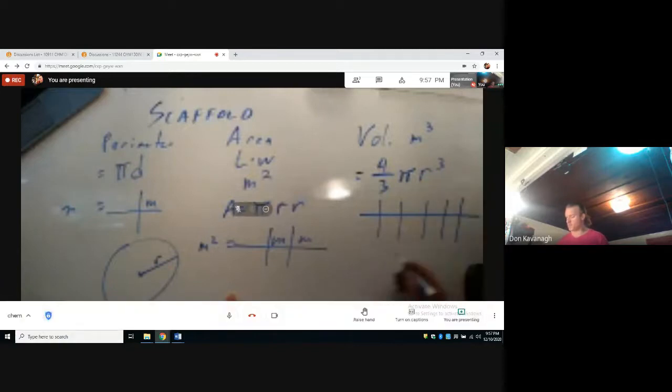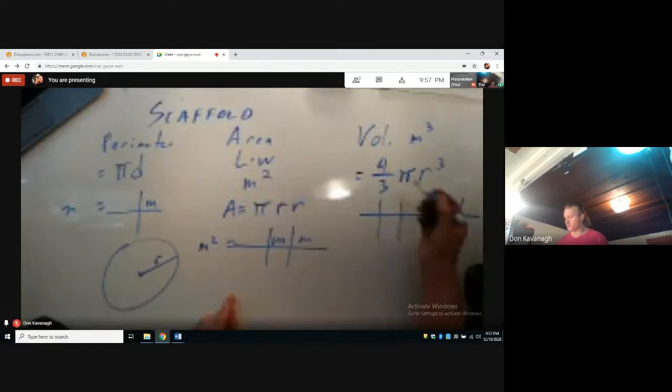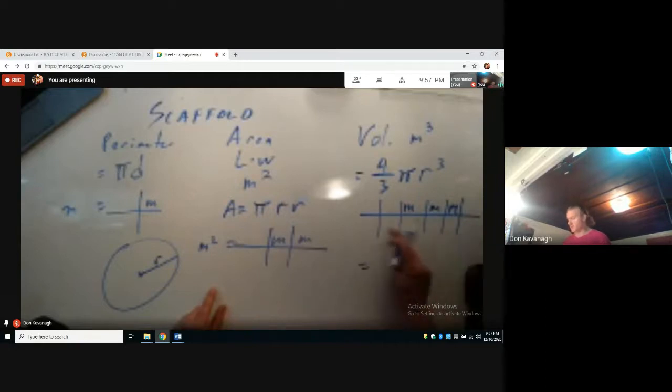4/3 is just a number. It doesn't have any units to it, so I'm just going to leave that blank. Pi doesn't have a unit to it as well, so I'm just going to leave that blank. Radius cubed is the same thing as meters times meters times meters, because something to the cubed is times times times. No units cancel out because there's no units in the denominator. That just equals meters cubed.